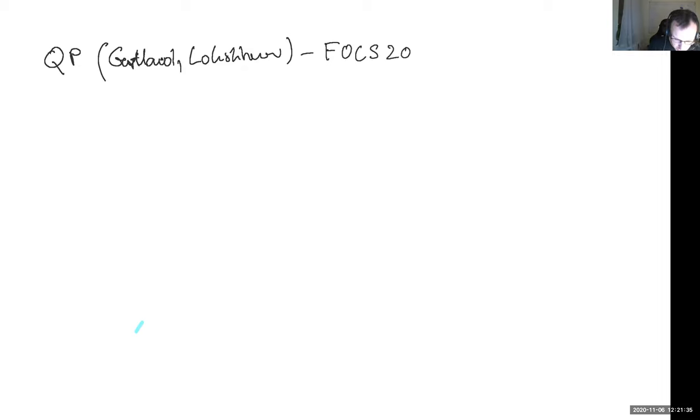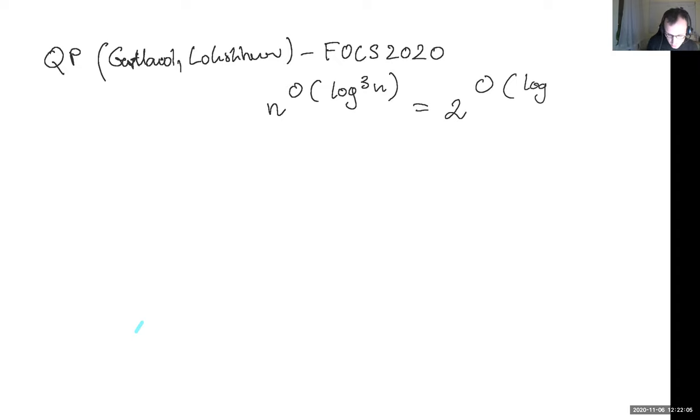And such a substantial evidence came not a very long time ago. And this is a quasi-polynomial-time algorithm by Peter Gartland and Daniel Lokshtanov. And this is scheduled to be presented at FOCS this year. It was available on arXiv in July, I guess, or maybe in late June, but it's not published yet. It's accepted to FOCS. And they showed that for every fixed T, the problem can be solved in time n to log cubed n. So this is the same as log squared n.